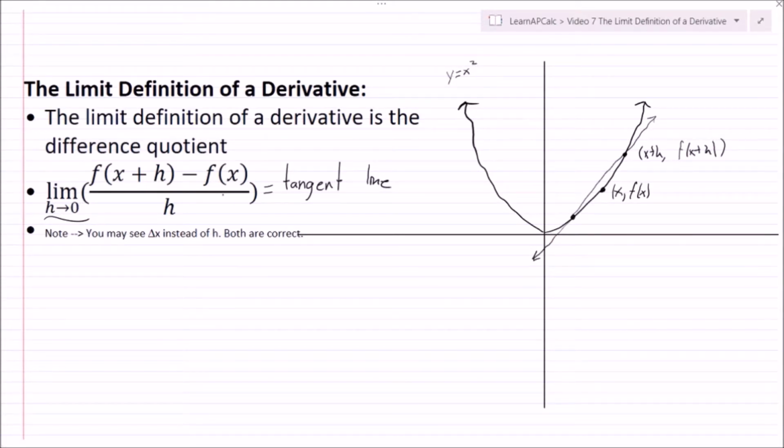Now, quick note, you might see delta x instead of h, and both are correct. Delta x simply means the change in x. So people use this because delta x would be our change in x here, but I've chosen to use h just because people might think that delta x and x are the same thing. If you do use delta x, note that they are completely different inside of a limit. So again, this is sort of a complex topic. If you guys have any questions, definitely leave a comment and I will help you out.